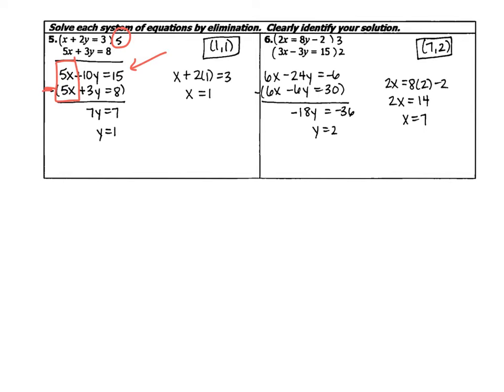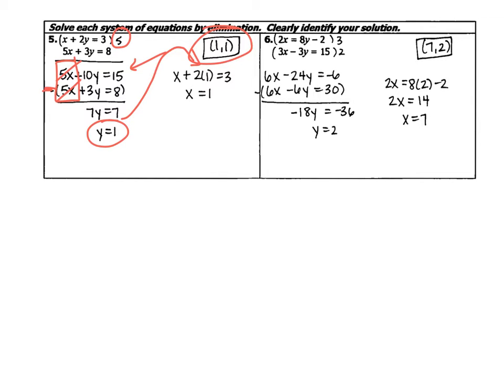So 5x minus 5x cancels out. 10 minus 3 is 7. 15 minus 8 is 7, and you get y is equal to 1. You go back up here, you plug it back into one of the original equations, and you got x equals 1, and your intersecting point is 1, 1.